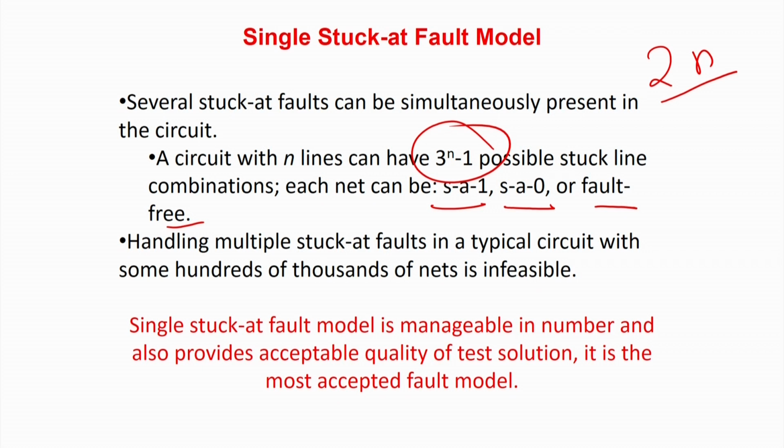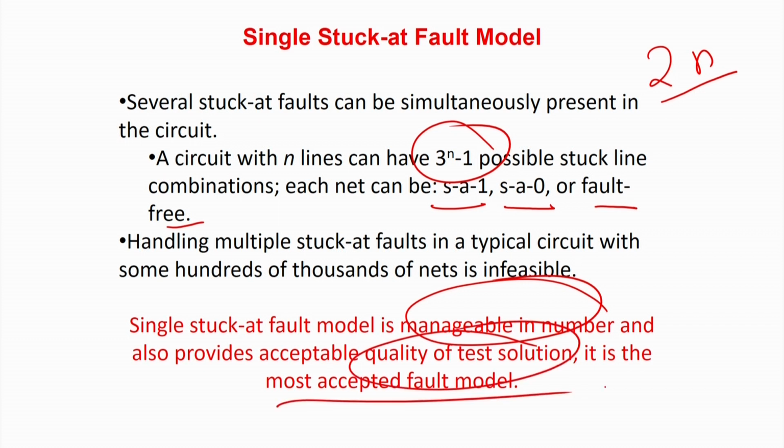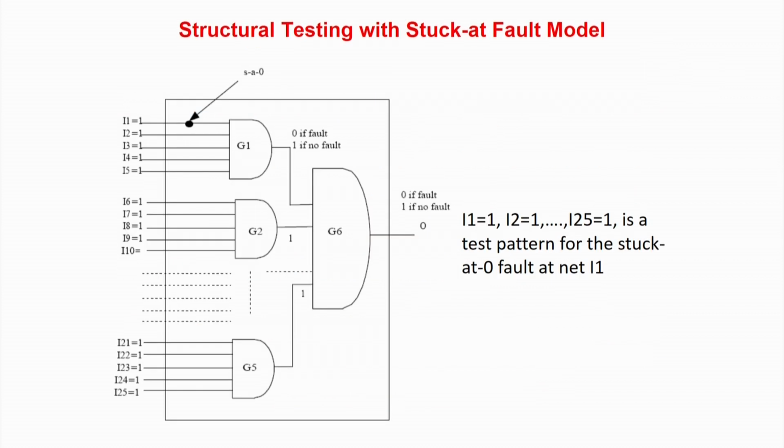So statistically, people have found out that a single stuck-at fault is manageable in number and provides an acceptable quality of solution, and that is why it is the most acceptable fault model. People have found that out by real experimentation. So that is basically the de facto standard.